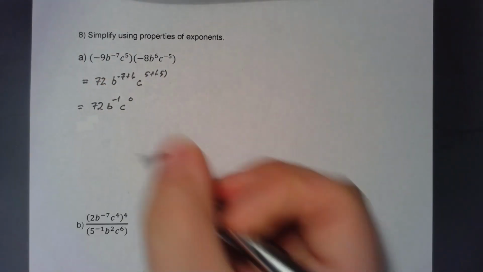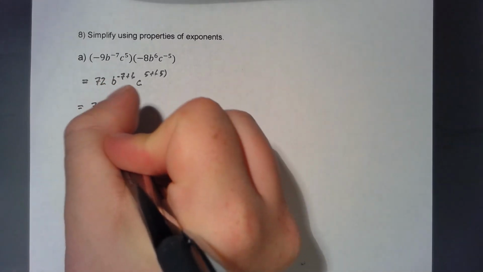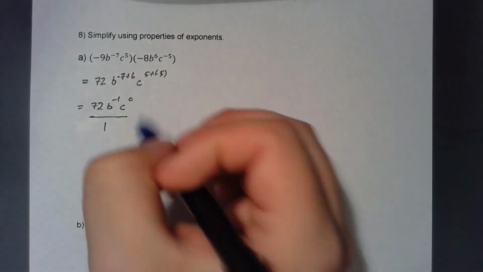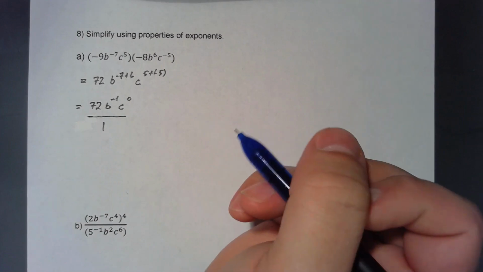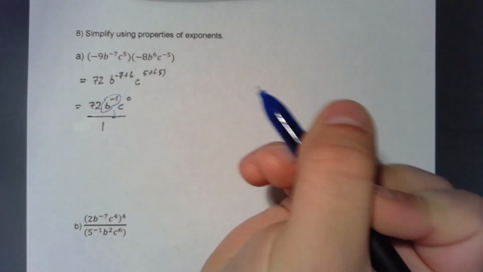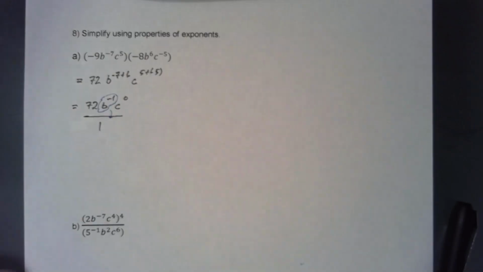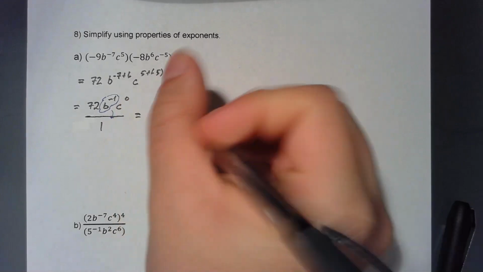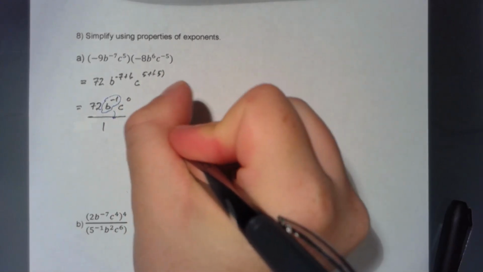Right? This is all over 1. So when you simplify this, remember, I don't want any negative exponents. I want this to go down on the bottom. I want to flip it to make it positive. So when I simplify that, I'm going to get 72 over b.